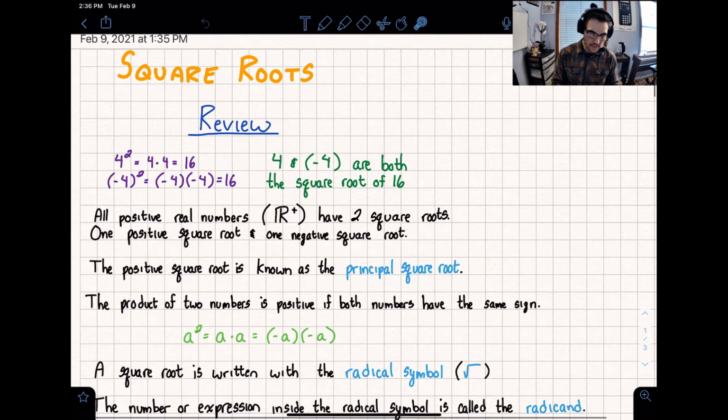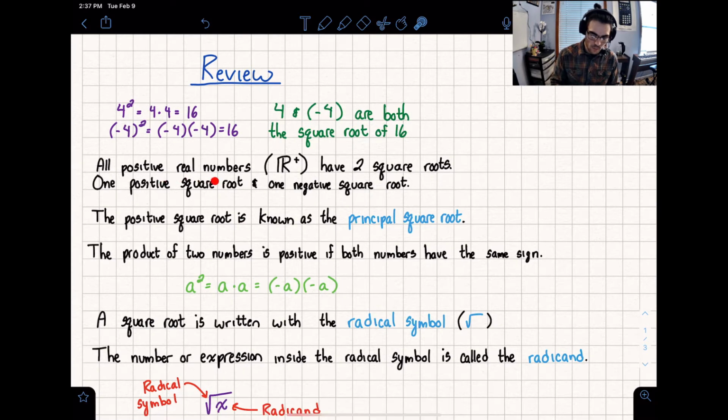So, because both of these numbers squared equals 16, 4 and negative 4 are both known as the square root of 16, okay? Any number that you can multiply by itself to get another number, that original number is the square root. So again, maybe we shouldn't use x for an example, but if we use 5 squared equals 25, then that means that 5 is the square root of 25, and negative 5 is also the square root of 25. Okay.